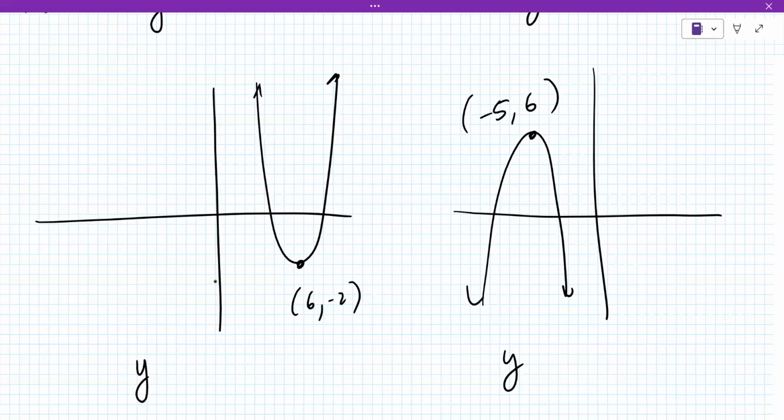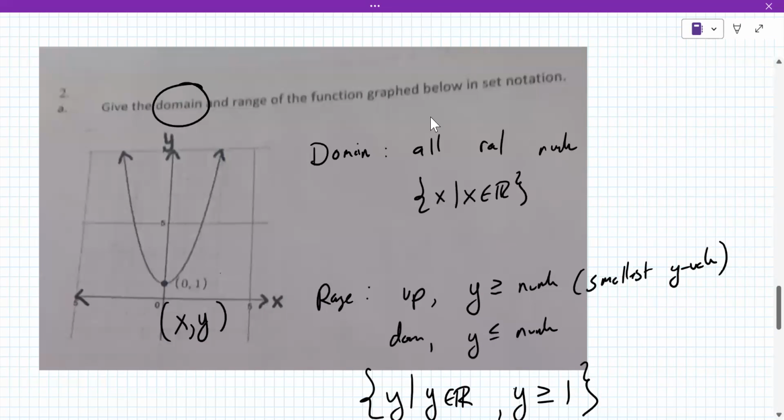Okay, the left one opens up, so is it y less than or equal to or greater than or equal to? Greater than or equal to. And greater than or equal to what number? -2. Good. How about the one on the right? Opens down, so it's less than or equal to what number? 6. Very good. What's the domain for each of these? Like what did we say earlier about domain? All real numbers.